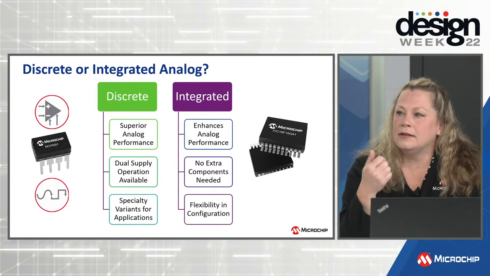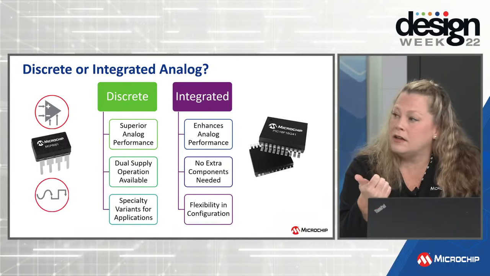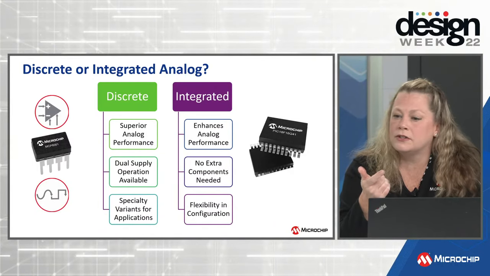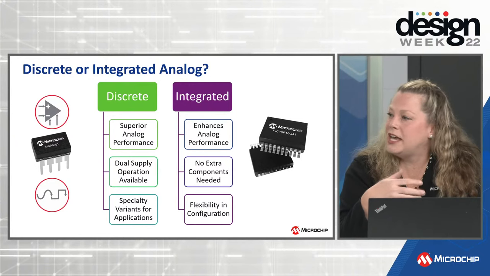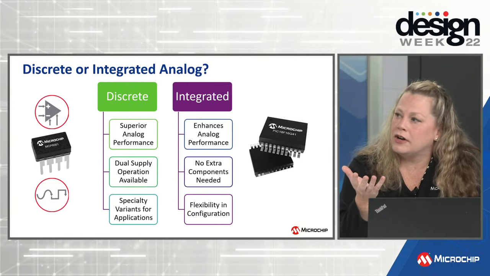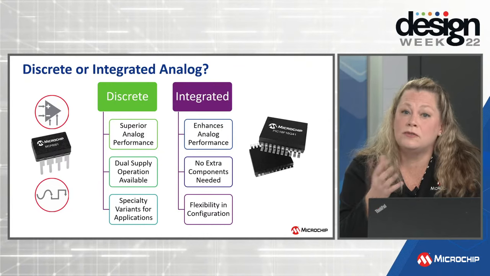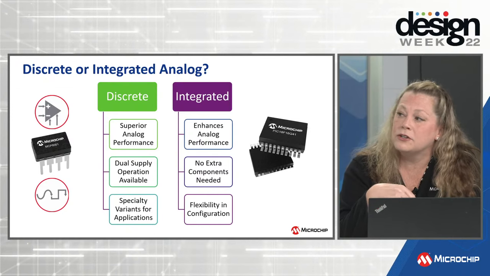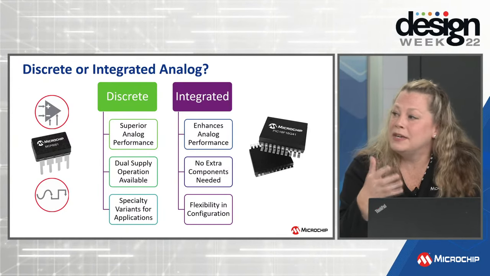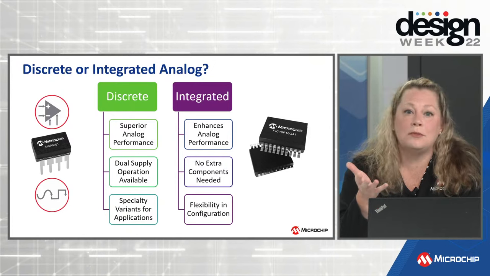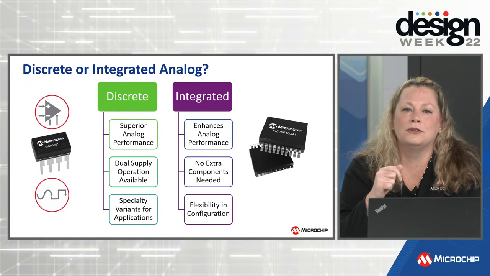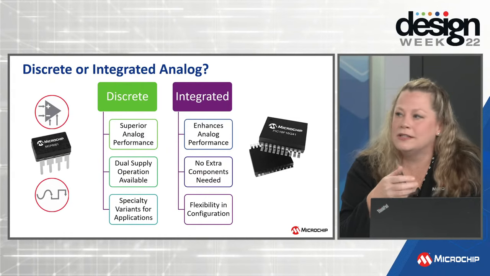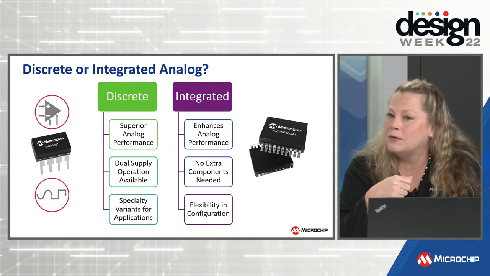So things like 16-bit Sigma Delta analog to digital converters, very fast SAR analog to digital converters, comparators, PGAs, op amps, all of those are analog components that used to be only available discrete, but now you can find integrated into the microcontroller portfolio. The biggest advantage there is it saves you in the BOM cost, but it also saves your board size. And like we mentioned in the requirements section, the size constraints are a big factor, so that can be really helpful.